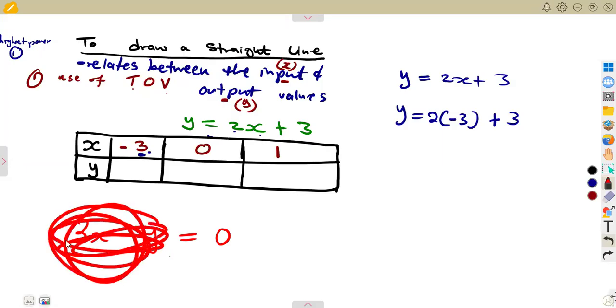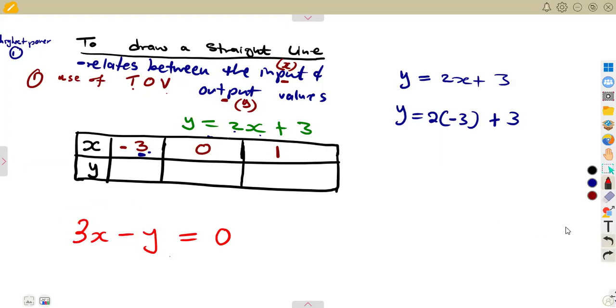Is it a straight line? The power of x is 1, so it's a straight line. So when x is -3, as long as it's a straight line, we're going to substitute x with -3. Then you solve for y.